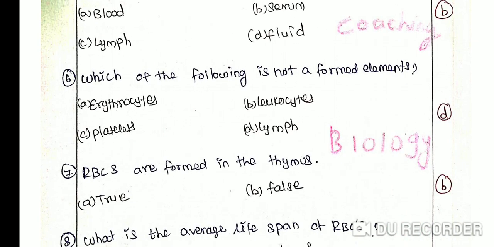Which of the following is not a formed element? Option A erythrocytes, option B leucocytes, option C platelets, option D lymph. The correct answer is option D lymph. Erythrocytes, leucocytes and platelets are called formed elements. They constitute nearly 45% of the blood. A reduction of this number can lead to numerous disorders.